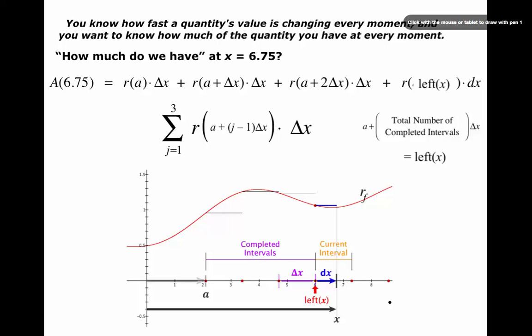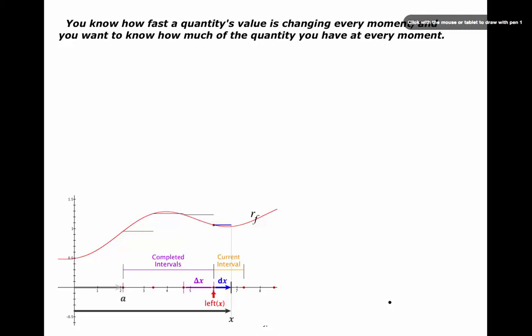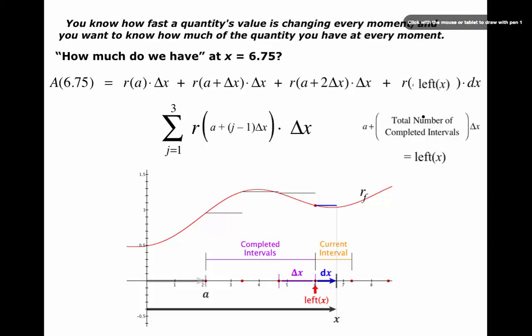So to get this function left x, how do we figure out the total number of completed intervals? It's easy when you stop it and say x equals 6.75, and then you can just count. But x is continually increasing through intervals. So we need to know for any given value of x, how many completed intervals do we have? We need that total number as a function of x. We can't pause it for every x and count. We need some mathematical formula. So that's our next endeavor: how do we get the total number of completed intervals?